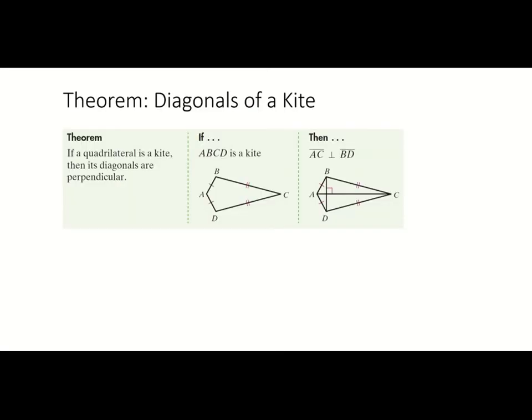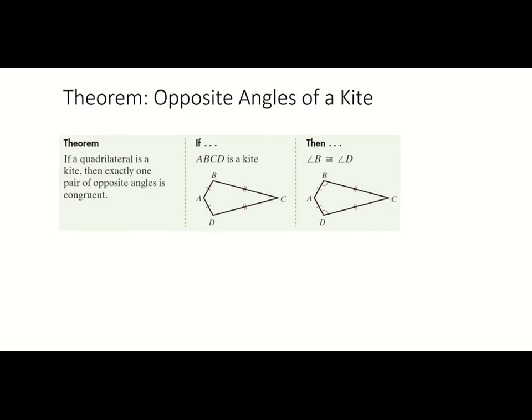So the diagonals of a kite, if a quadrilateral is a kite, then its diagonals are perpendicular. So just like with the rhombus, the diagonals are going to be perpendicular in a kite. In a kite, you also have one pair of opposite angles that are congruent.